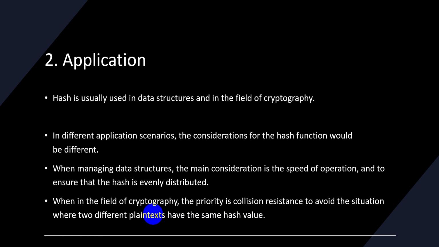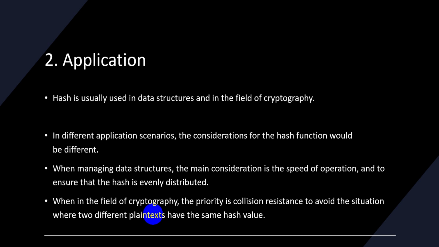Next is the application. Hash is usually used in data structures and in the field of cryptography. In different application scenarios, the considerations for the hash function would be different. So if we are managing data structures, the main consideration is the speed of operation and to ensure that the hash is evenly distributed. But if we're in the field of cryptography, the priority is collision resistance, to avoid the situation where two different plaintexts have the same hash value.